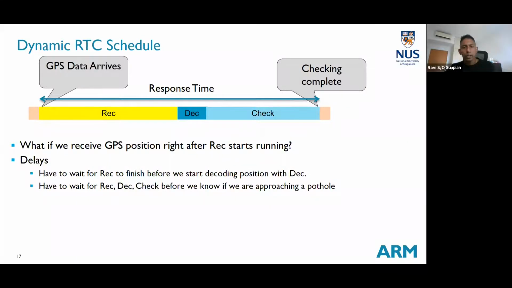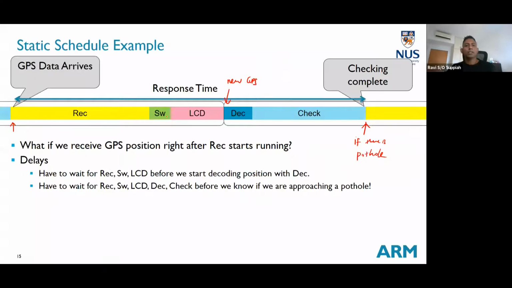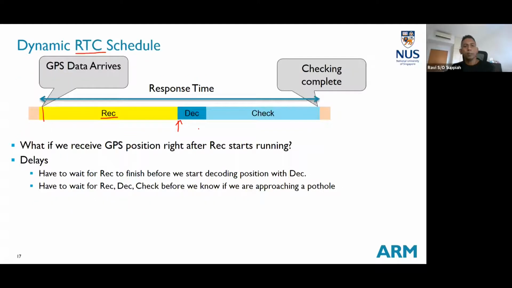Previously, as we saw over here, after record is actually switch and LCD. But because now we are dynamically changing the schedule, after record, I switch over to decode and then check. So as you can see right now, my response time has shortened. It has shortened by quite a bit. But it is still not as fast because you are still delayed by this record function. And this record function might take quite a long time, correct?